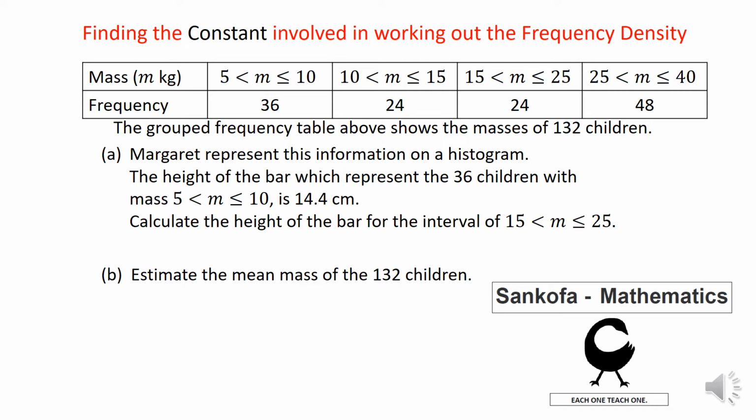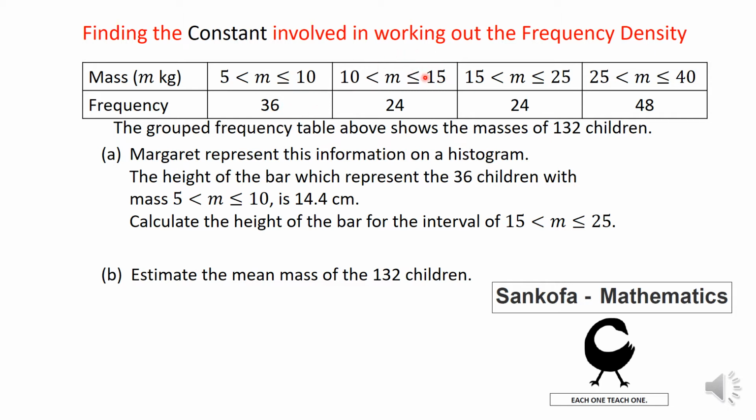I am doing a very short question on finding the constant involved in working out the frequency density. You have a group frequency table showing the masses of 132 children, and the number of children with a mass between 5 and 10 is 36. You see they are grouped in that class interval.